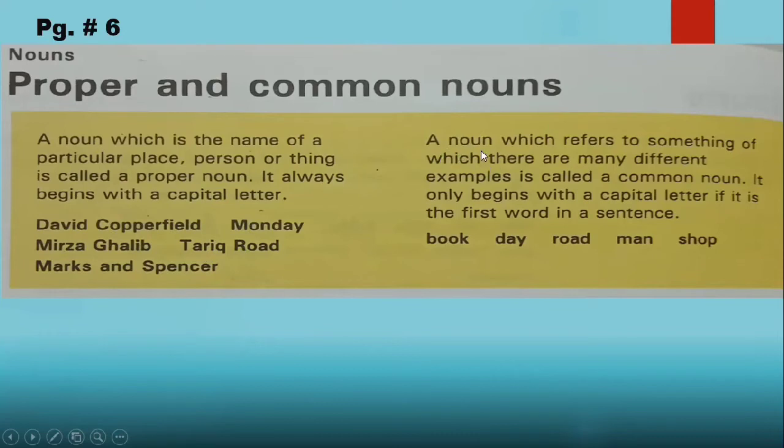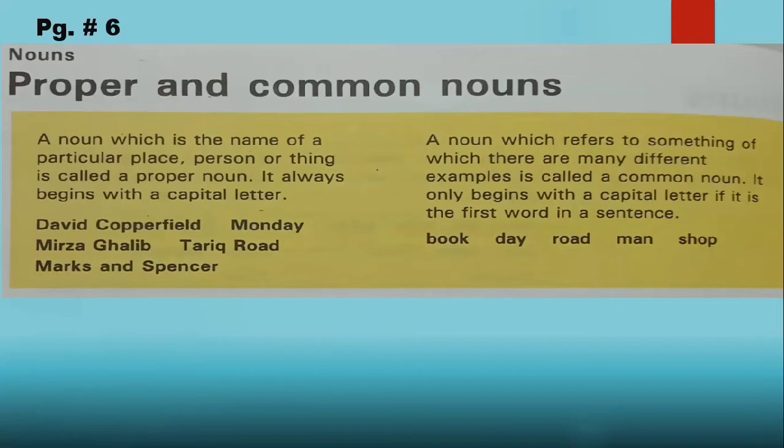Okay, the next one. A noun which refers to something of which there are many different examples is called a common noun. It only begins with a capital letter if it is the first word of the sentence. A book, day, road, map, man, shop. All of these are common nouns. That means I am not specifically giving a name to it, which book I'm talking about or which day. If I say Monday, then it becomes a proper noun. But if I say, okay, do it someday, then it is a common noun, okay?